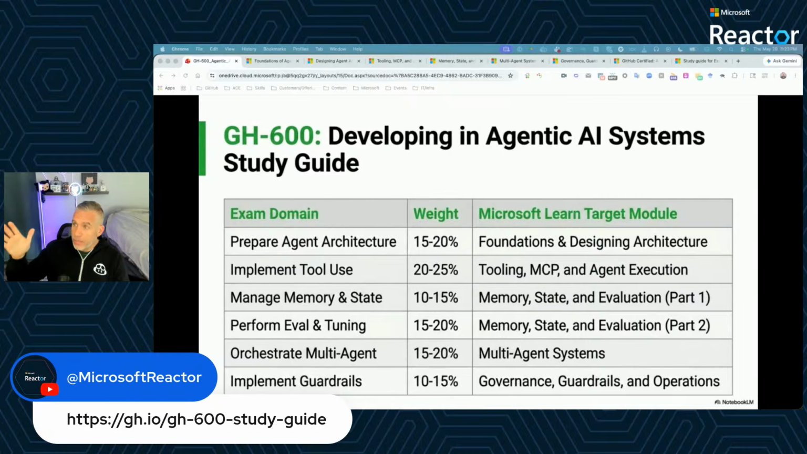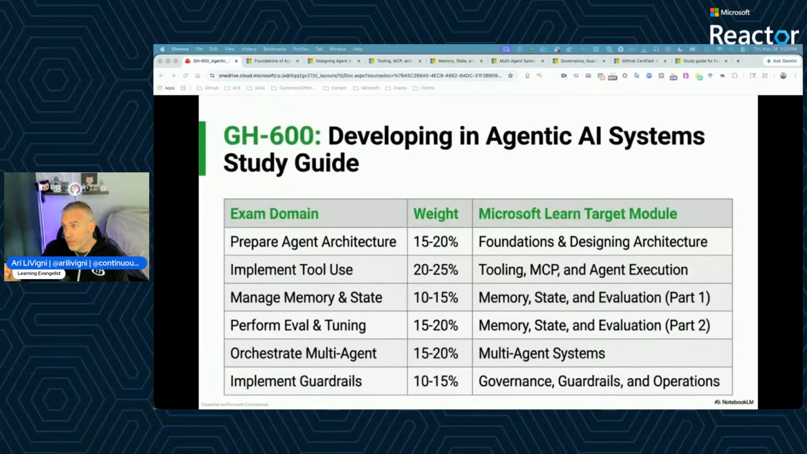But again, prepare the agent architecture, that's the foundation one, which is 15 to 20% of the exam. Implement tool use. That's a bit higher because you're going to use that a lot in what you're coding on a day in, day out basis, and what tools the agent has access to, MCP servers and so on and so forth. The state of the memory is a little bit less there. And then the performance evaluation and tuning, I have a part 2 of that. Those are kind of coupled together in a way.